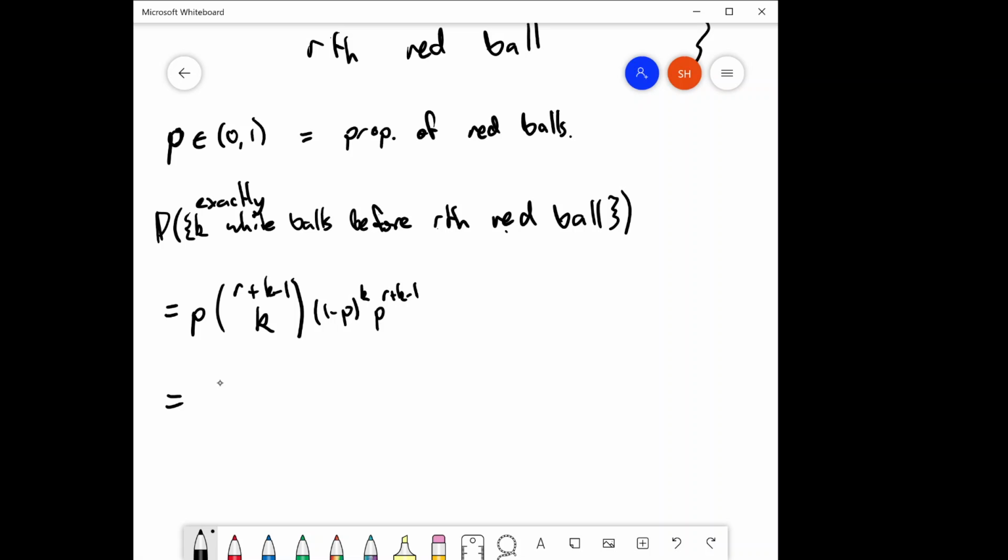And just rearranging this, this is r plus k minus 1 choose k, times, sorry, this shouldn't be r plus k here. This should be just r minus 1, because we want r minus 1 red balls and k white balls. Putting this together, we get p to the r, 1 minus p to the k.